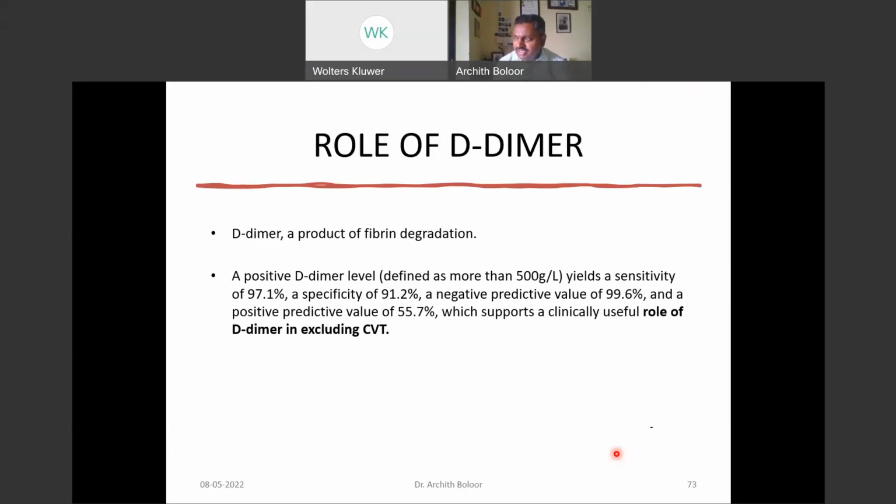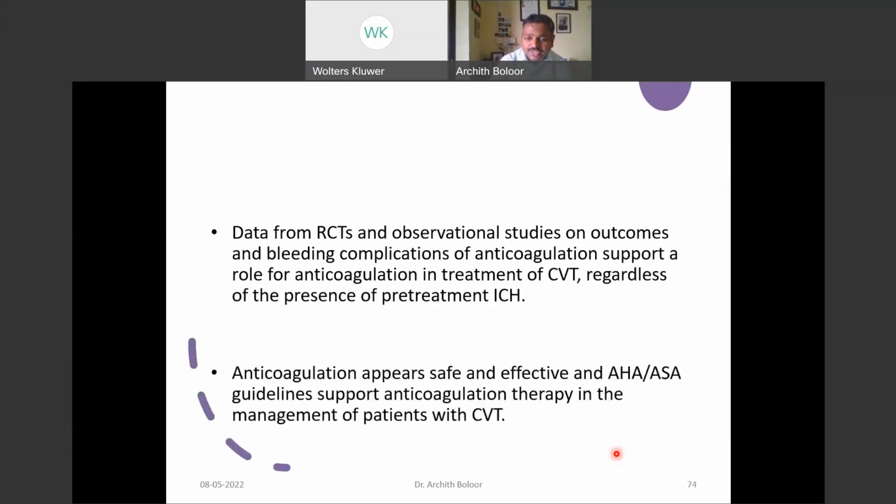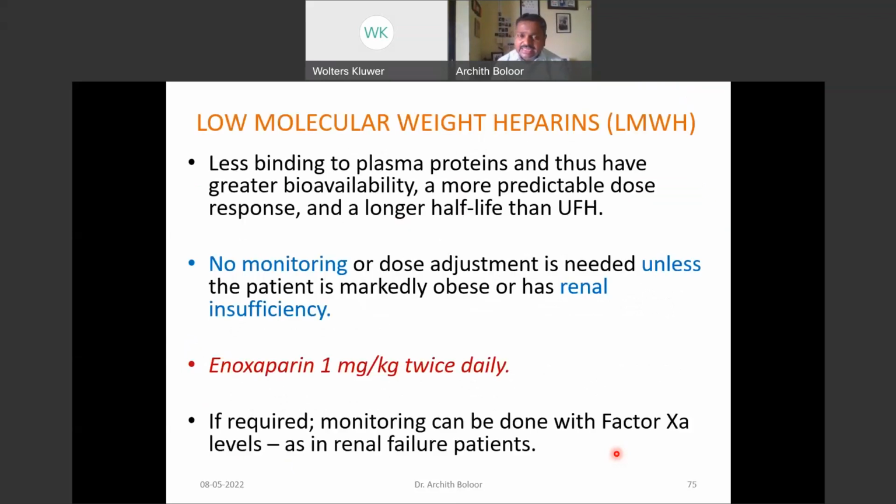D-dimer, which is a very important marker that we use for pulmonary thromboembolism, is it useful for the same venous thrombosis in the brain? So a positive D-dimer level has a sensitivity of 71.17% and a negative predictive value of 99.6%. So it has a good important role in a patient with CVT also.